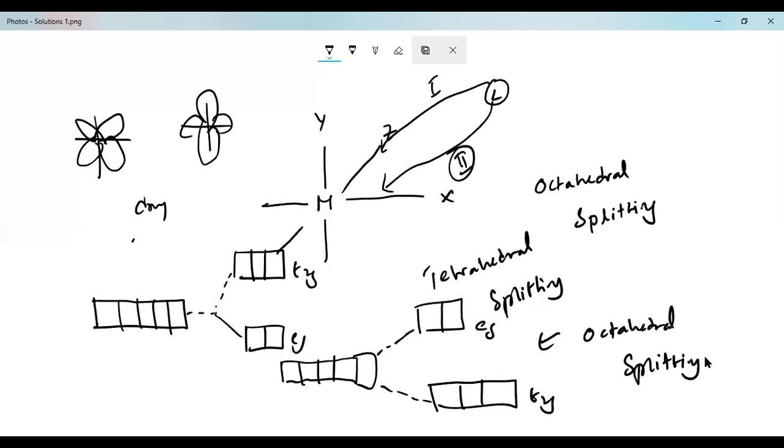So that is the theory behind how the splitting takes place. Now let us go for the next screen share.